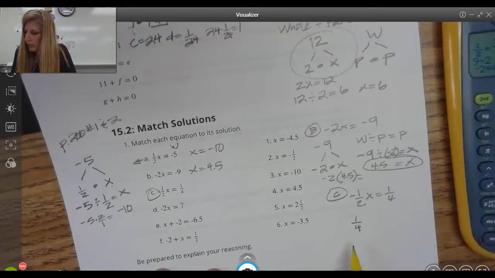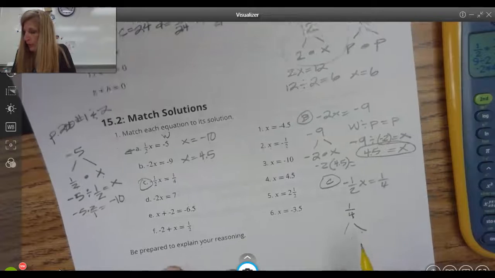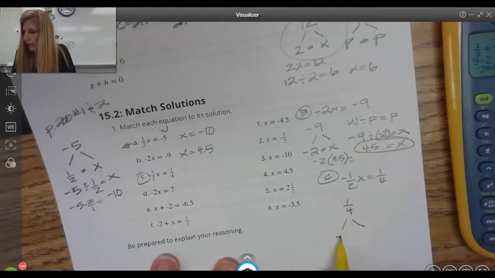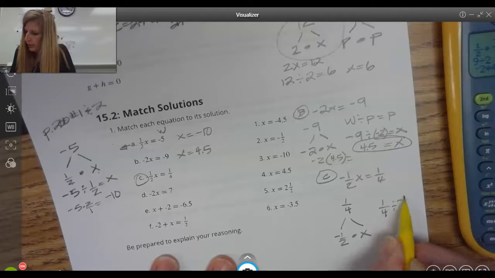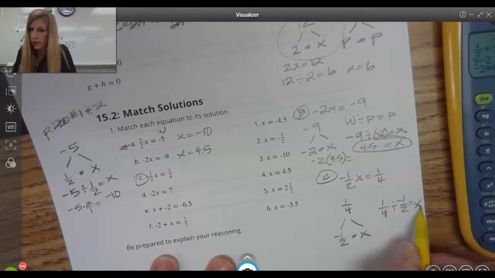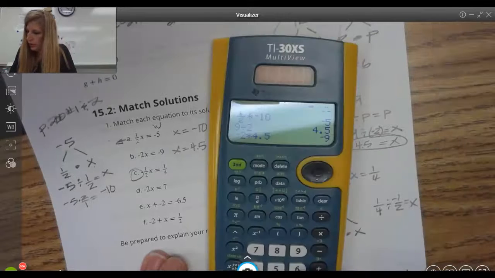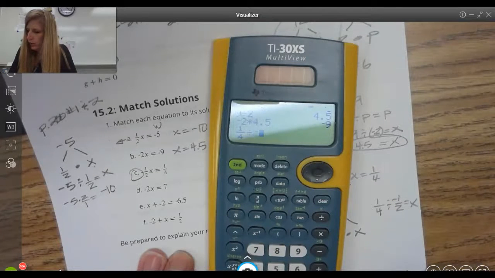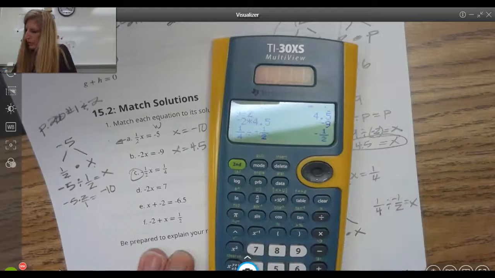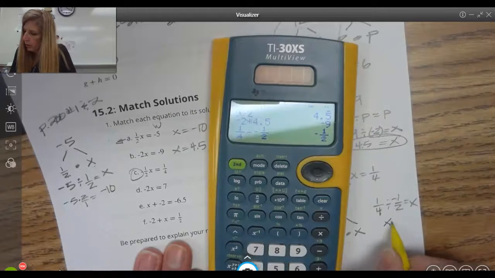Okay, so hopefully you did this where you paused it and did it yourself. So we have 1/4 as our whole, then we have -1/2 here times x. So we're going to take 1/4 divided by -1/2. That's going to be whatever x is. So if I do 1/4 divided by -1/2, that gives me -1/2.